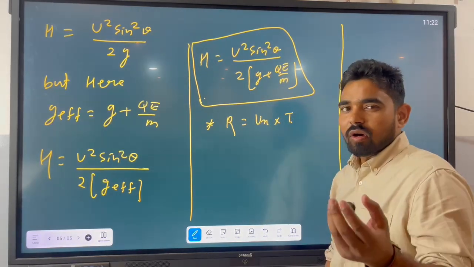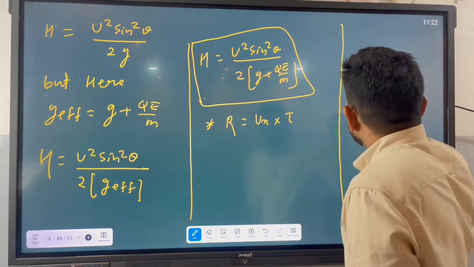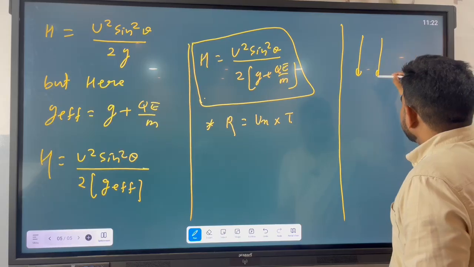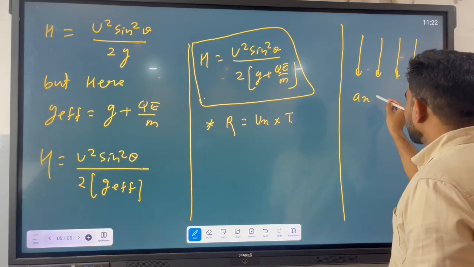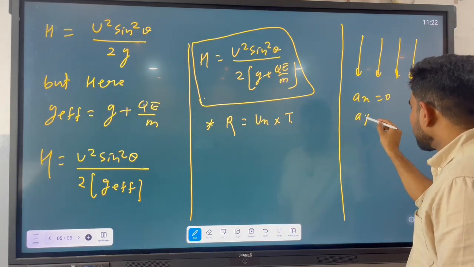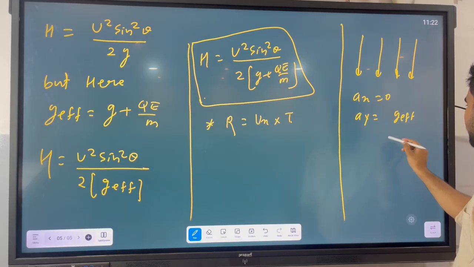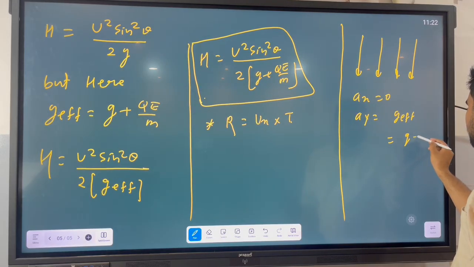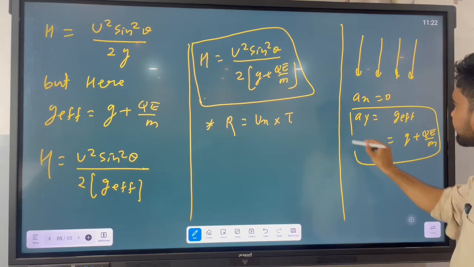This is the basic formula of the range, right? And according to the given diagram, the acceleration along the horizontal direction is equal to 0, no acceleration, and the acceleration along the vertical direction is equal to g effective, meaning g plus QE divided by m.